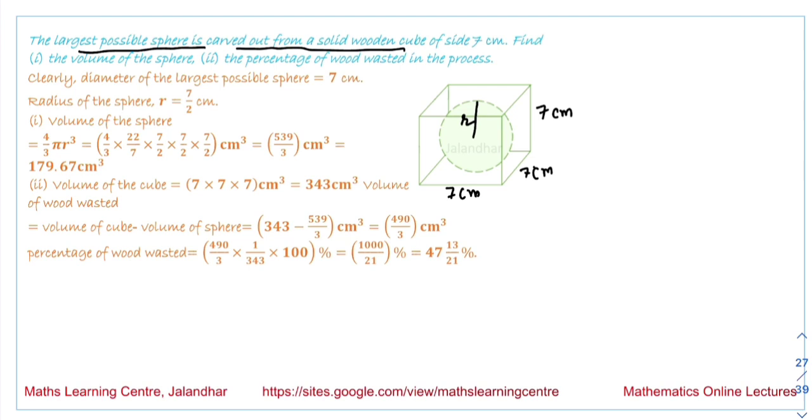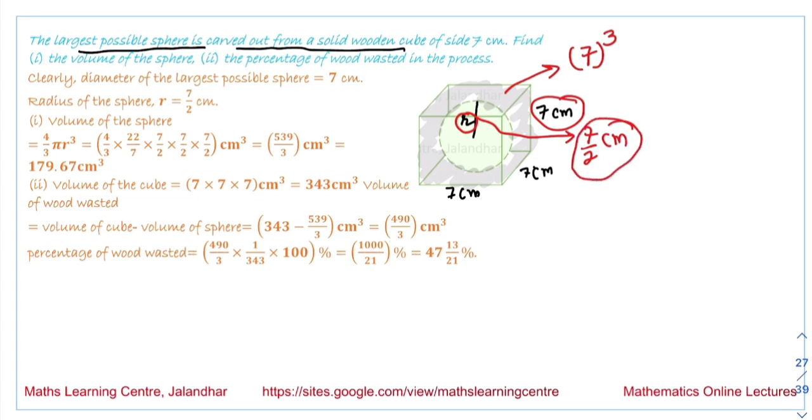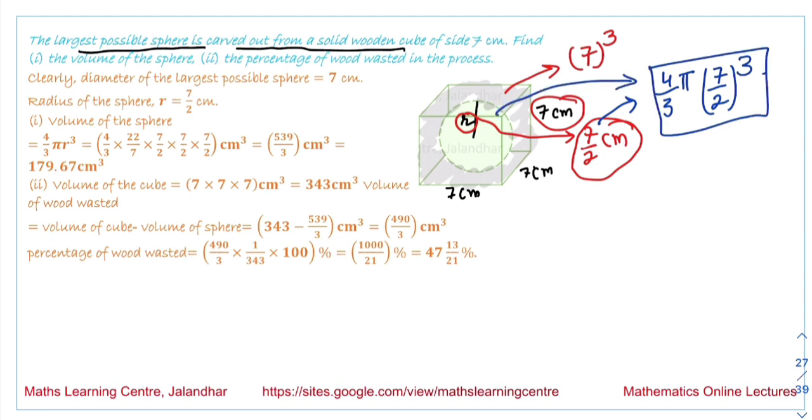The volume of this wooden solid will be 7 cube. Then we start removing this portion from here, and we obtain this largest sphere. So the radius of this largest sphere will be half the value of this height, so it is 7 by 2 centimeter. And the volume of this sphere will be 4 by 3 pi r cube, meaning 7 by 2 cube. This is the volume of this largest sphere.